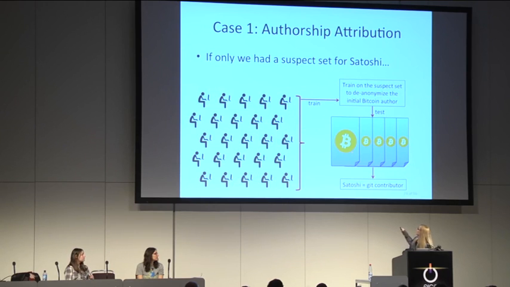And then we will use the initial Bitcoin code for testing, and we might be able to predict who the Git contributor Satoshi might be. Not that we are trying to do this, but this is just an example.